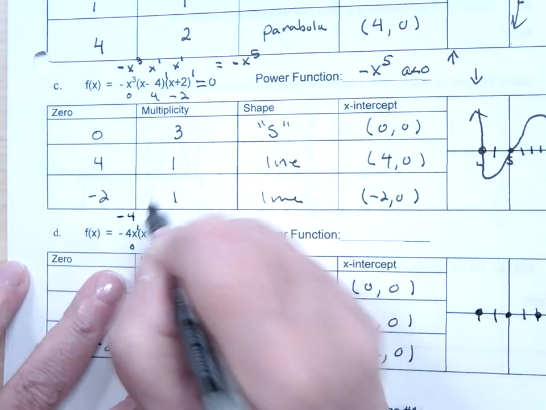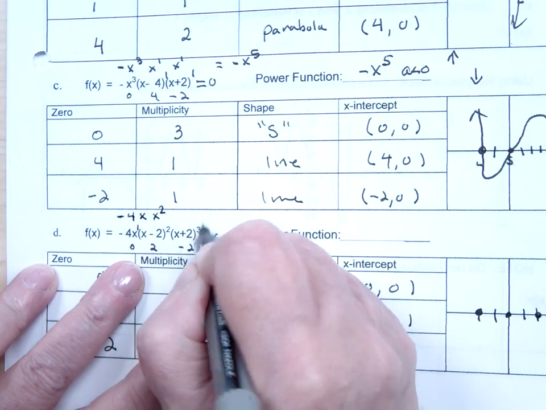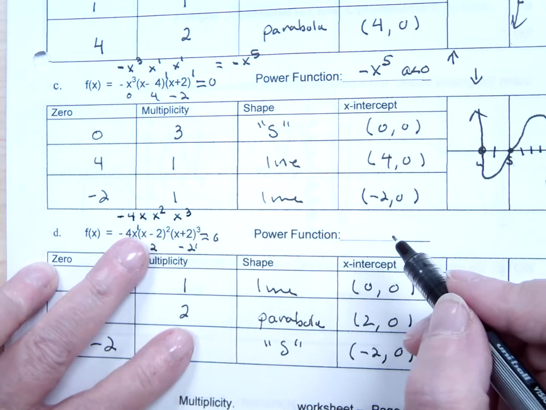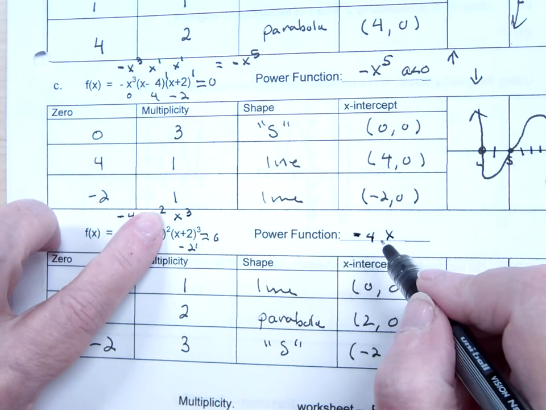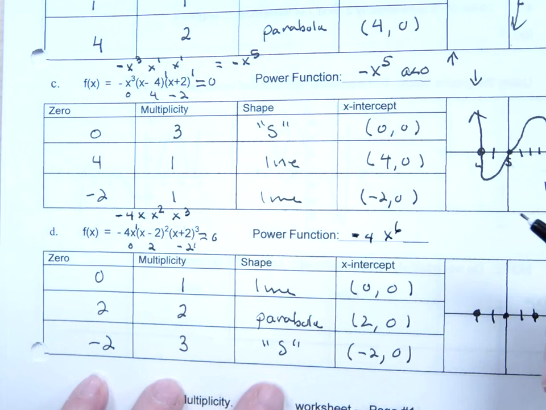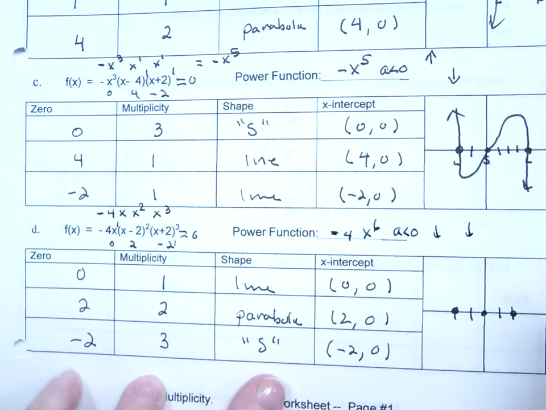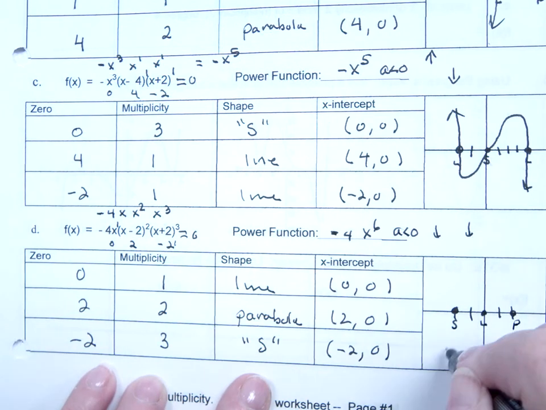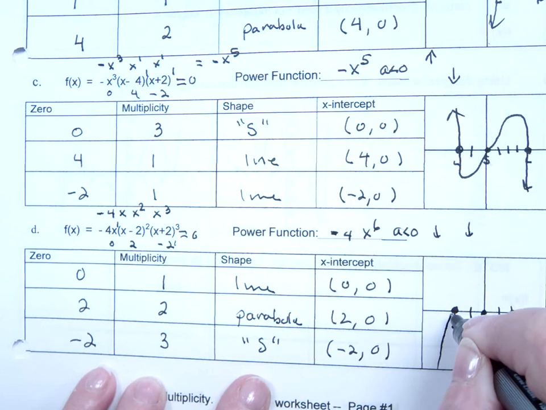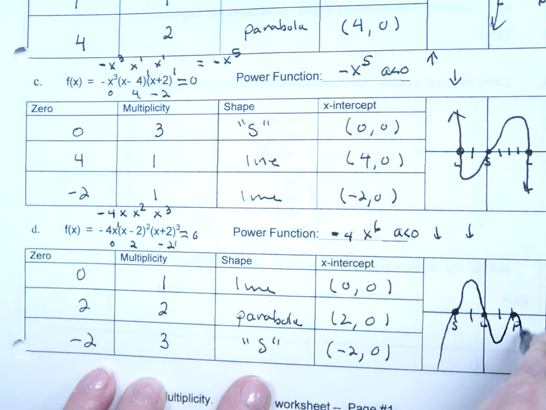Now let's see what we've got as a power function. Negative 4 is my leading coefficient. x to the 1, x minus 2 squared is an x squared, x plus 2 cubed is an x cubed. And so negative 4 times x times x squared times x cubed is negative 4x to the 1 plus 2 plus 3, which is 6. So it's an even. A is negative, so that means bottom, bottom. So negative 2 is an S, 0 is a line, and 2 is a parabola. So it's going to come up, concave down, concave up, changes like a line, comes up like a parabola, and back down.